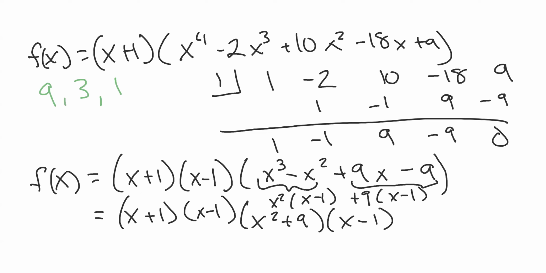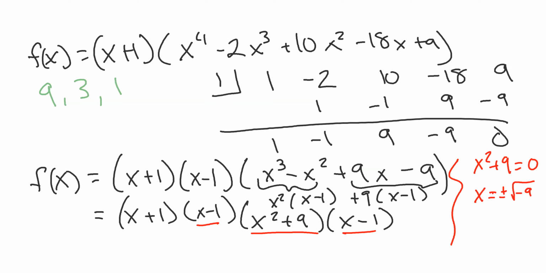Notice now we have 4 factors. The x minus 1 is a repeat factor, and the x squared plus 9 is a 2nd degree factor. Let's take it to the side and do this x squared plus 9. If we set that equal to 0, we get that x equals plus or minus the square root of -9. So x is going to be plus or minus 3i. Well, that breaks this guy into 2 more factors. So now we have one factor of x plus 1, 2 factors of x minus 1, and a factor of x plus 3i, and a factor of x minus 3i.